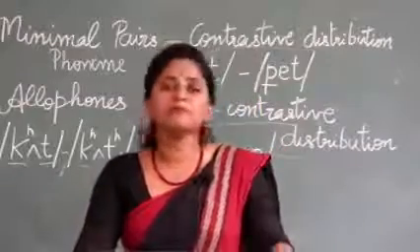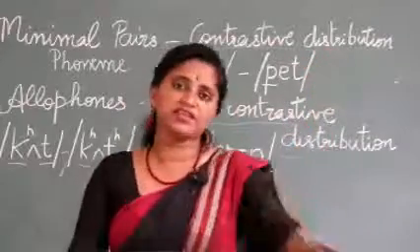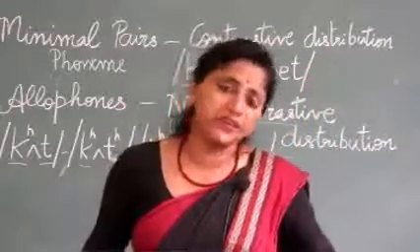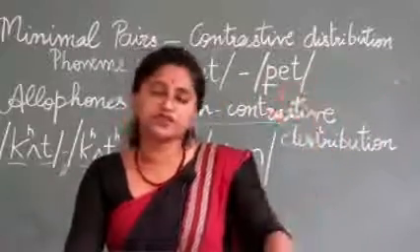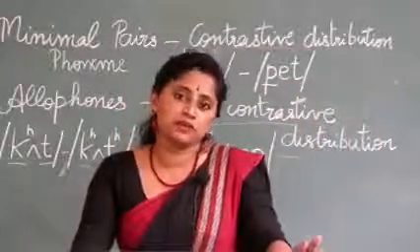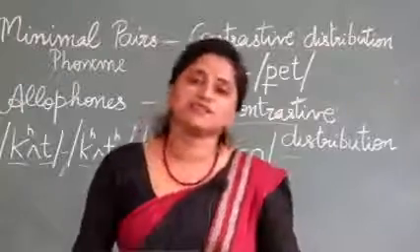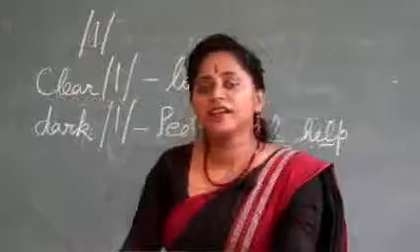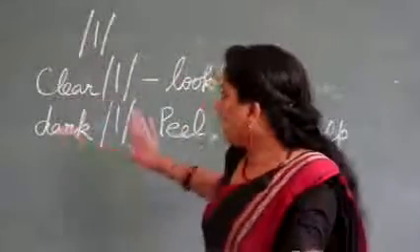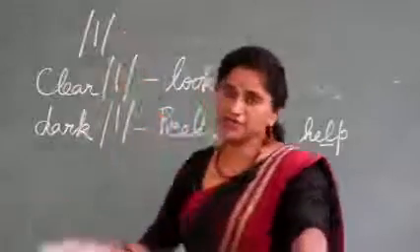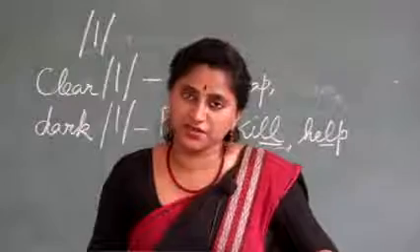Okay, so minimal pairs are in contrastive distribution. The minimum change causes meaning change, meaning difference, whereas allophones are in non-contrastive distribution. The change won't affect the meaning. Okay, in the case of allophones, we have one more category to discuss, that is the lateral l sound. Lateral l sound-നും രണ്ട് അലോഫോണിക് ആയിട്ടുള്ള വേരിയേഷൻ ഉണ്ട്.